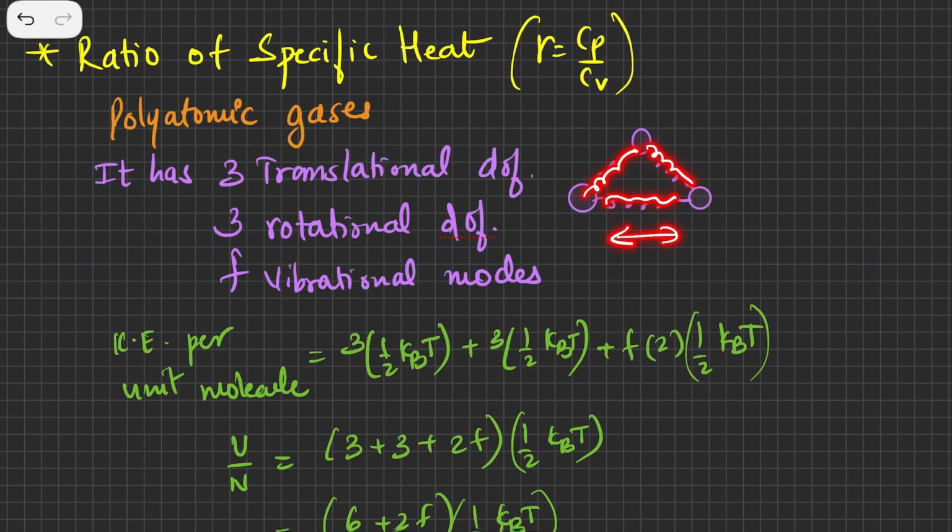So the molecule can vibrate like this, like this, and like this. So it has 3 vibrational degrees of freedom. Yes, the vibrational degrees of freedom in this molecule is 3.